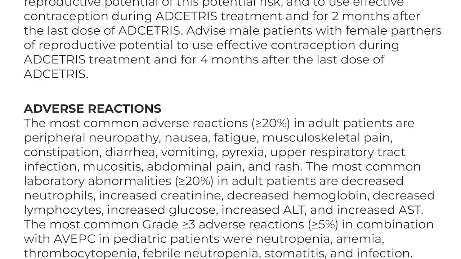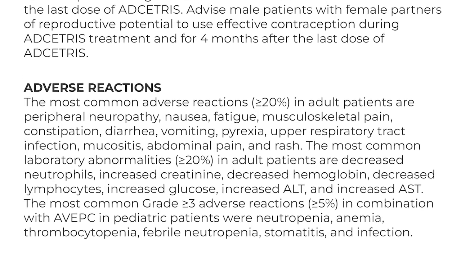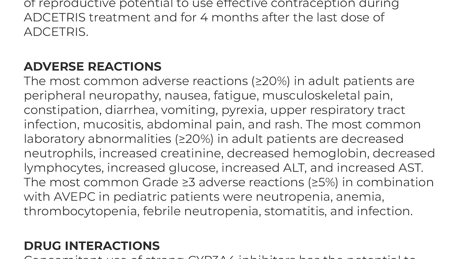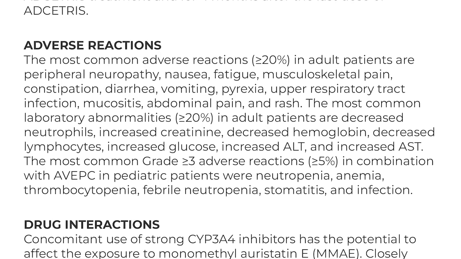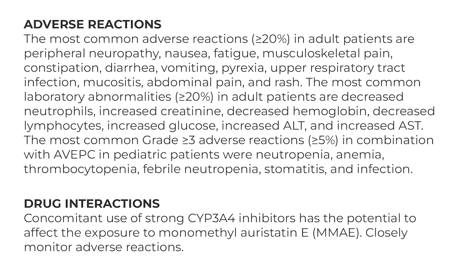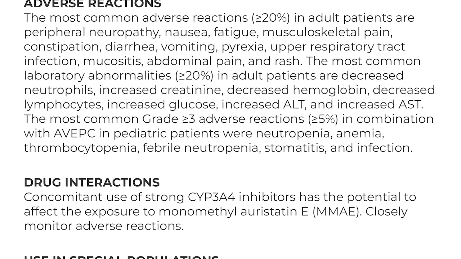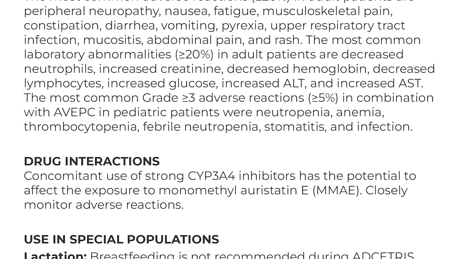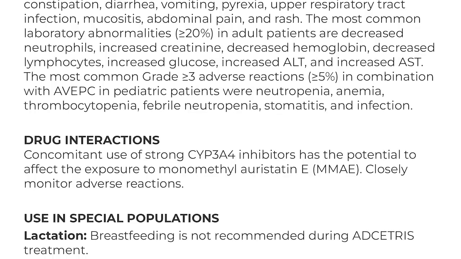Adverse reactions. The most common adverse reactions, greater than or equal to 20% in adult patients, are peripheral neuropathy, nausea, fatigue, musculoskeletal pain, constipation, diarrhea, vomiting, pyrexia, upper respiratory tract infection, mucositis, abdominal pain, and rash. The most common laboratory abnormalities, greater than or equal to 20% in adult patients, are decreased neutrophils, increased creatinine, decreased hemoglobin, decreased lymphocytes, increased glucose, increased ALT, and increased AST.